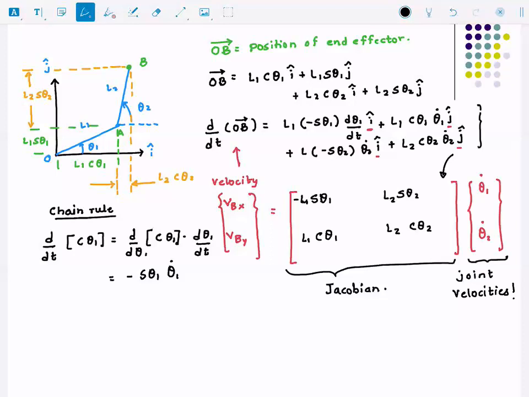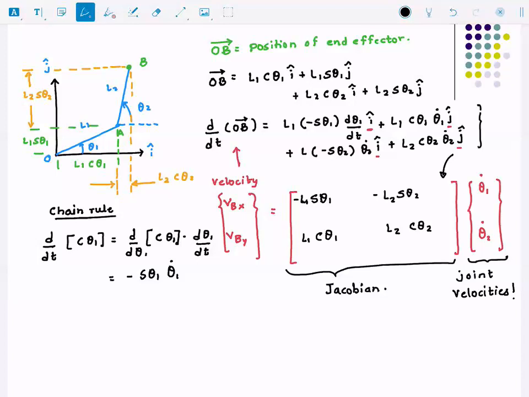So the Jacobian is nothing but a transformation. This has to be negative. So the Jacobian is nothing but the transformation that takes the joint velocities and converts them into the end effector velocities. So this is the meaning of the Jacobian in robotics.